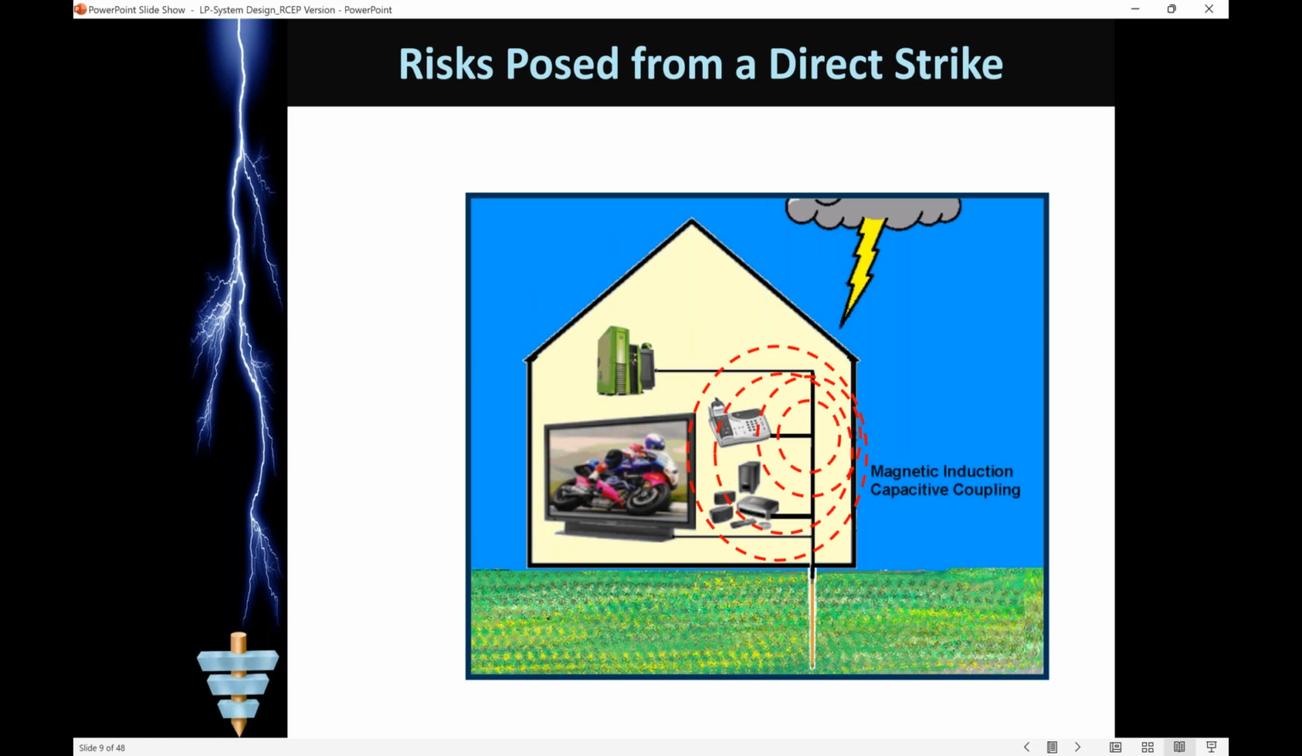It's also direct strikes that can damage electronic equipment. So just as important as the physical structure, we want to make sure in industrial applications, manufacturing applications, that we're protecting the electrical equipment, the drives, PLCs, starters, anything that can cause a lot of downtime, which can be very expensive.